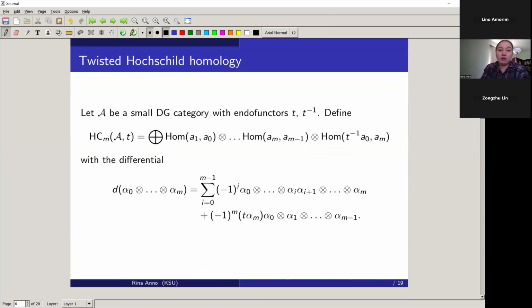So here is a reminder on twisted Hochschild homology. We define the Hochschild complex for A twisted by an endofunctor, an invertible endofunctor T, as the usual Hochschild homology, except that one term in the differential is changed: when alpha m in the Hochschild chain travels to the cyclic part, when alpha m goes to the front of the chain, we apply T to it.